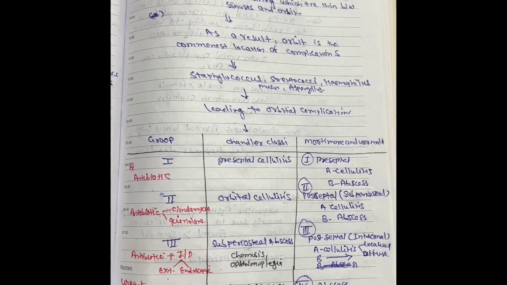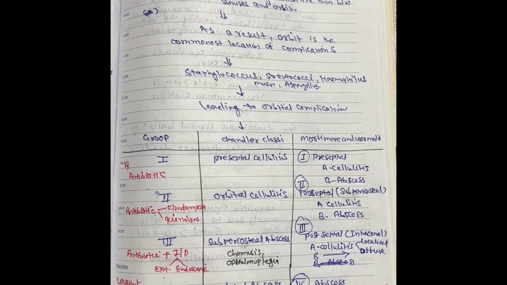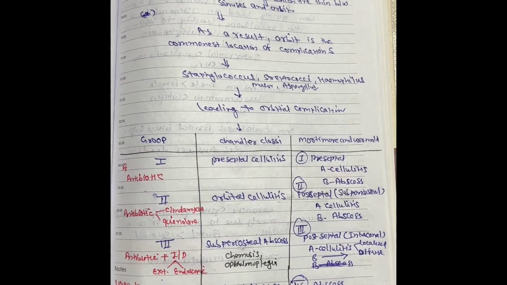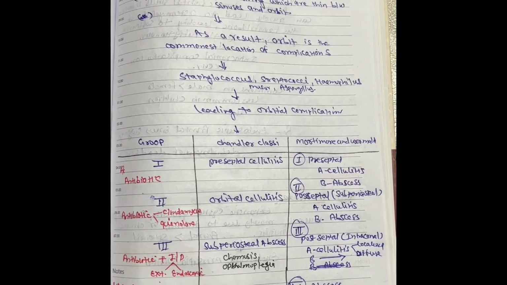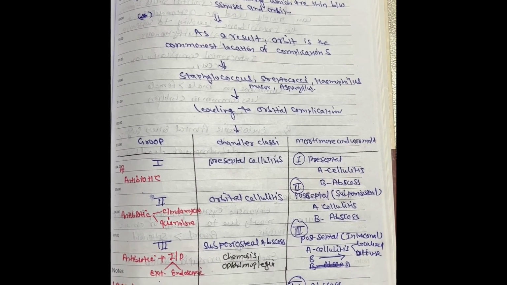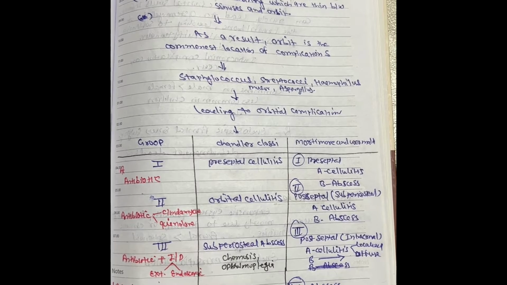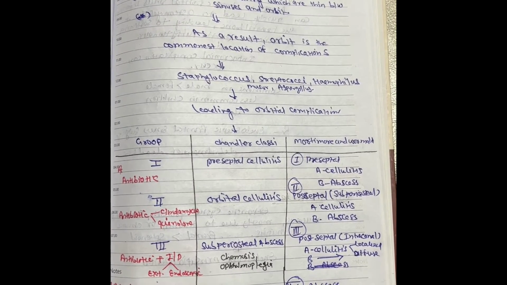If you see, there are numerous defects and the periorbita is very loose, and there are valveless blood vessels leading to sinusitis. So the orbit is very adjacent to the sinuses. That's why it is a common location of complication. Staphylococcus and streptococci are the most common pathogens leading to orbital complication.